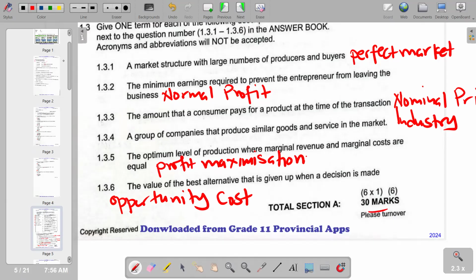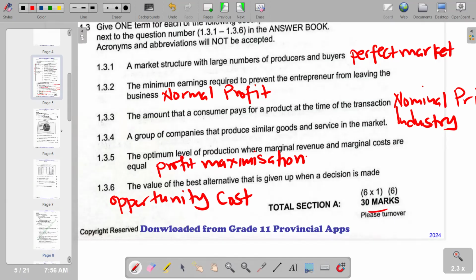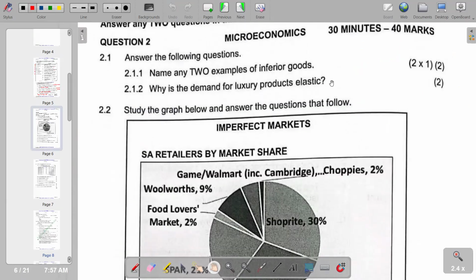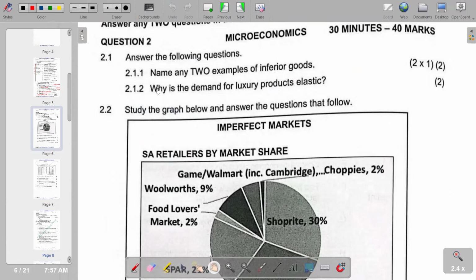So we'll move on to our question 2 according to our question paper. So our question 2 is on microeconomics. So it is 40 marks and requires you to spend on average 30 minutes. So our first question is, answer the following questions. Name 2 examples of inferior goods.